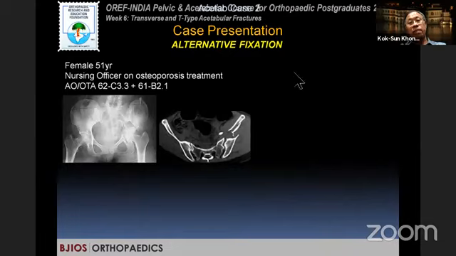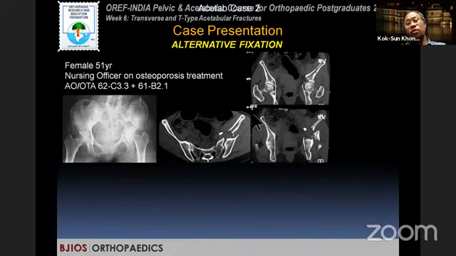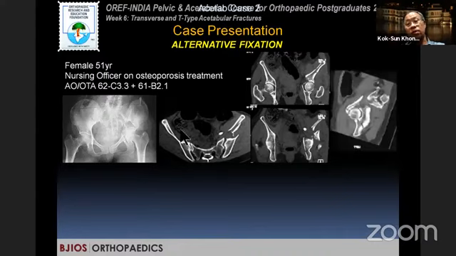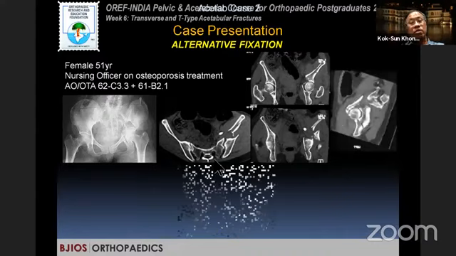There's an alternative fixation. This is a lady who is on osteoporotic treatment. She has an acetabular fracture type C3, okay, which means it goes into the SI joint, and then the E2.16, which is an internal rotation lateral compression type fracture. So again, you can see the fracture is supra-acetabular and goes to the joint, and she was osteoporotic.